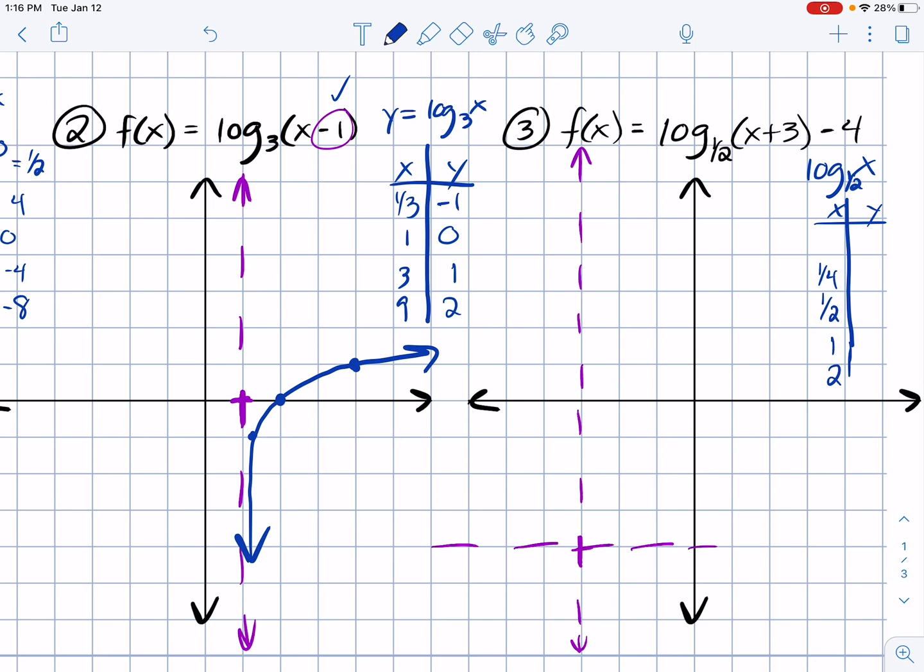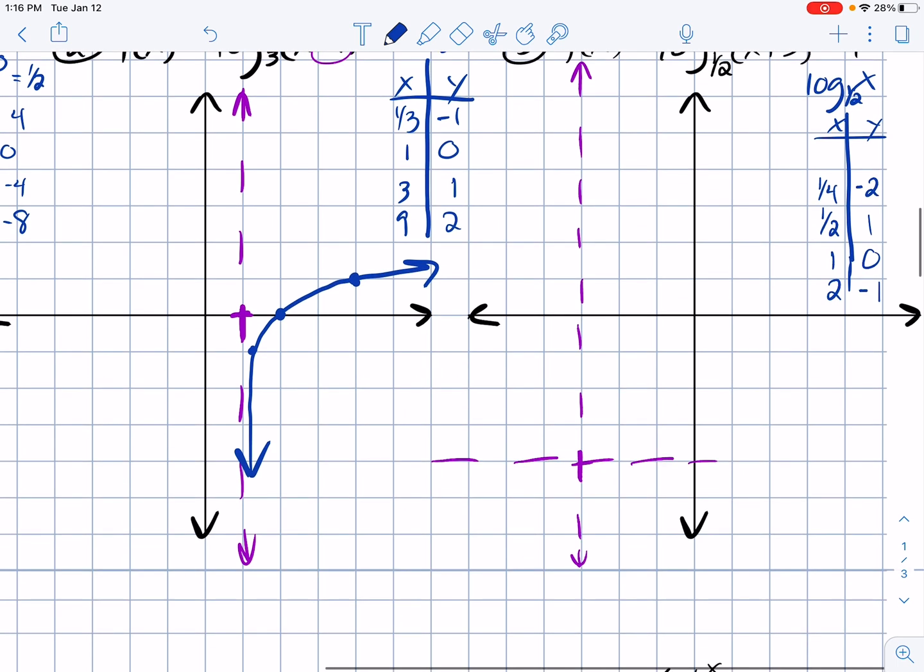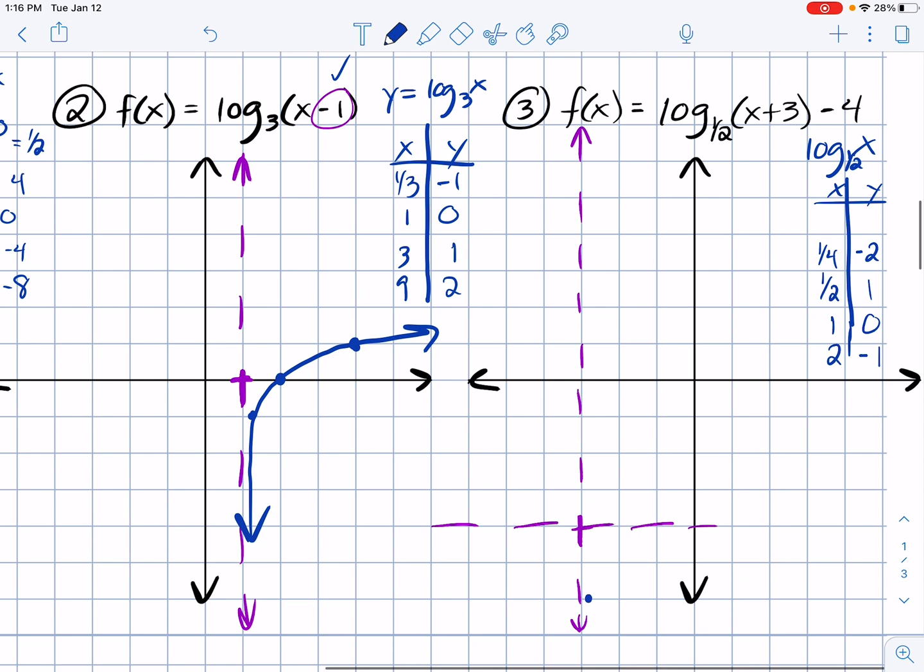When we plug those in, 1/2 to what power gets us 1/4? That would be -2. 1/2 to what power gets us a half? 1. 1/2 to what power gets us 1? 0. And 1/2 to what power gets us 2? -1. So we're at 1/4, -2, down here. A half, +1. Sorry about that. 1/2 would be +2. My apologies.